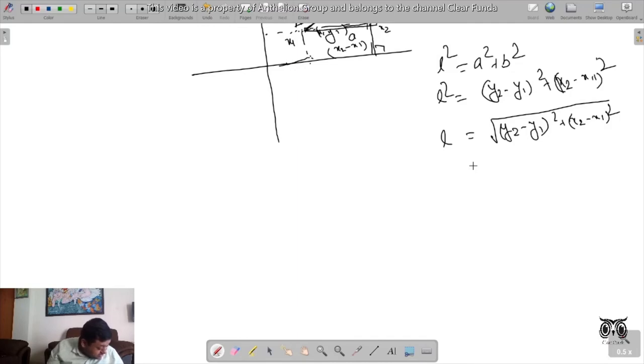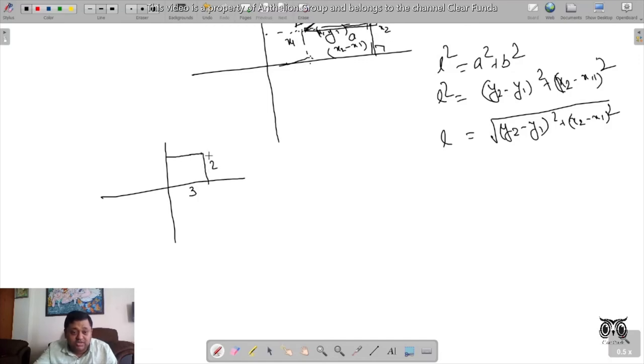Rectangles can come in this way, and they might give you certain points in the graph and tell you to find its position. Say they give you a graph like this where they mark a point where they say this is 3 units, this is 2 units, then what is the coordinate of this point A.